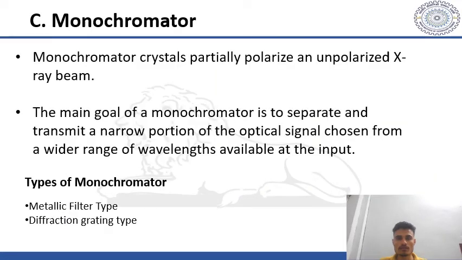The third part of X-ray spectroscopy is the monochromator. The monochromator crystal partially polarizes an unpolarized X-ray beam. The main goal of the monochromator is to separate and transmit a narrow portion of optical signal chosen from a wider range of wavelengths available at the input. So we can use two types of monochromator. The first one is the metallic filter type and the second one is the diffraction grating type.